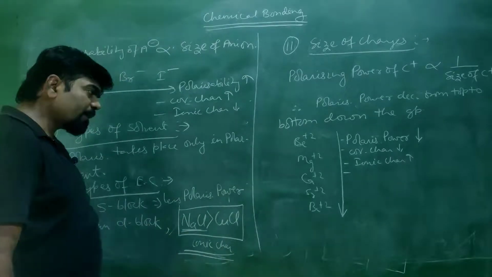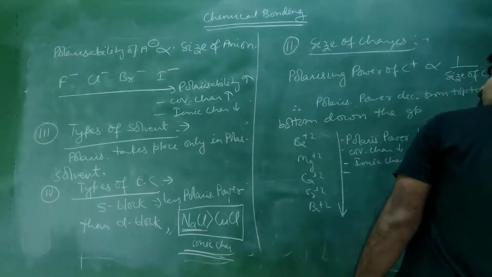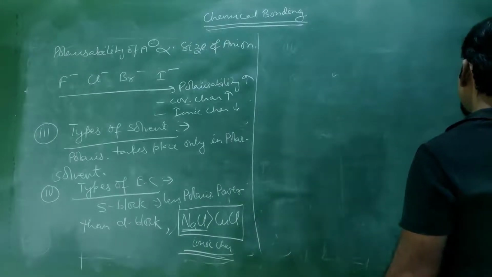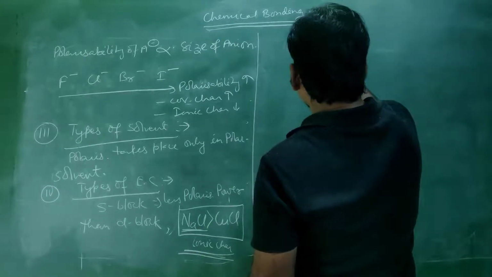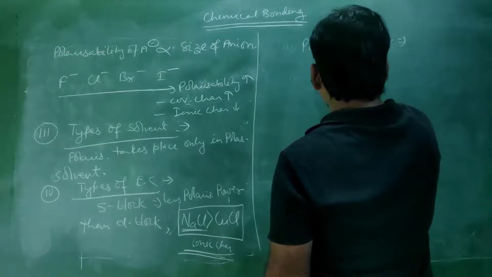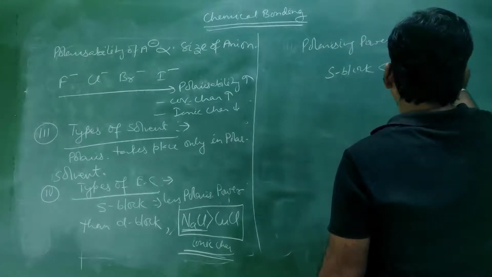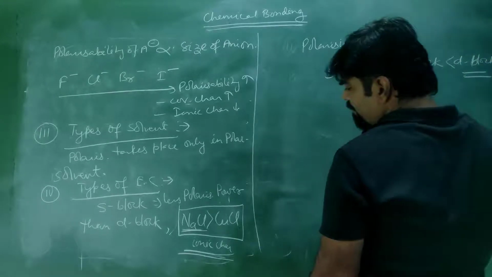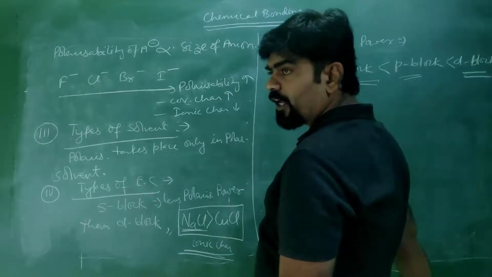Because copper has a more unstable electronic configuration. The D block has a more unstable electronic configuration than the S and P blocks, and therefore the D block polarizes more. The D block will have more polarizing power than the S and P blocks. If you see the polarizing power ability, the S block will have less than the P block element, then the D block element. So the D block element will have a high value of polarizing power, then the P block, then the S block element.